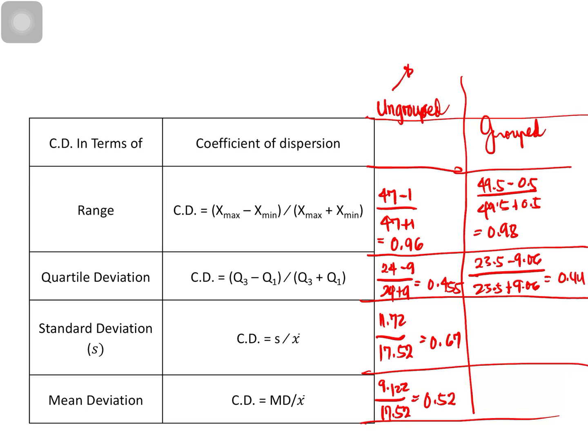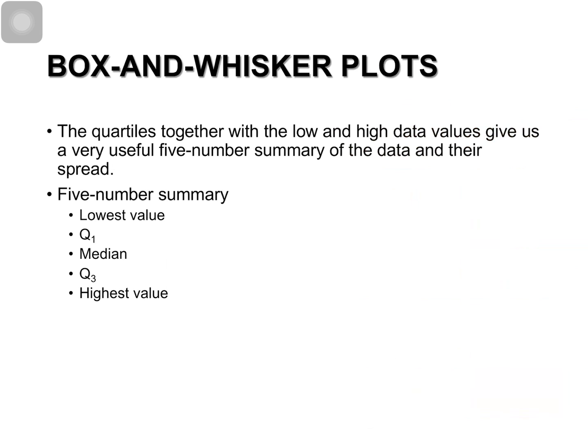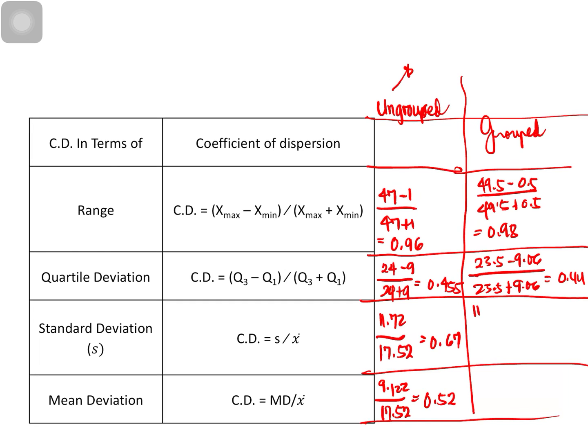Okay, then for the standard deviation, we have 11.7 divided by 17.65, that is equal to 0.66. Okay, and then for the mean deviation, we have 8.995 divided by 17.65, that is equal to 0.51.